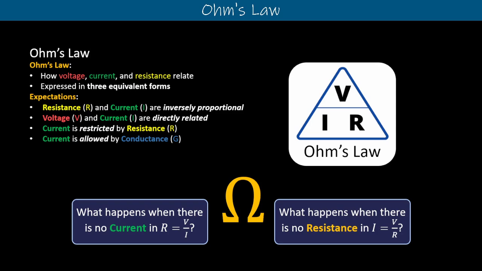Ohm's law is how voltage, current, and resistance relate to each other, and it can be expressed in three different forms. So the first form would be our main form, current. Current is equal to voltage over resistance. Right? I equals V over R.